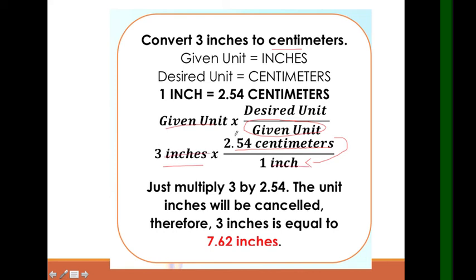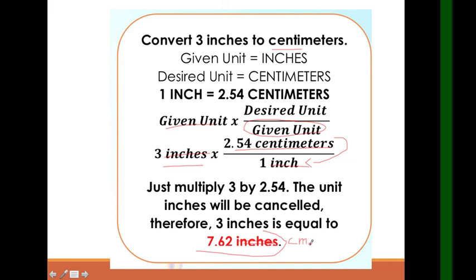And then 3 times 2.54 divided by 1. Parang ganun siya. So, just multiply 3 by 2.54. The unit inches will be cancelled. Therefore, 3 inches is equivalent to 7.62 centimeters. So, centimeters ang ating unit of measurement dito. Okay, may typographical error tayo.